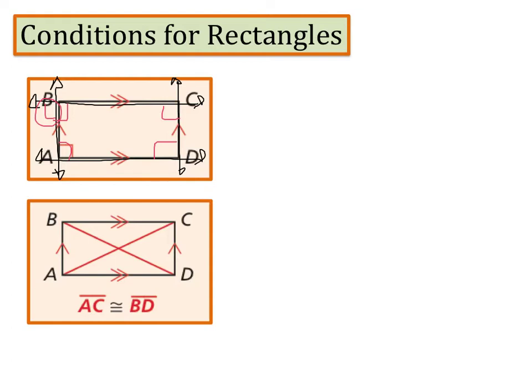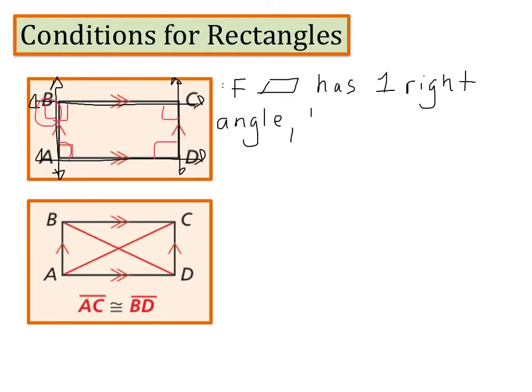So, if a parallelogram has one right angle, then we have a rectangle.